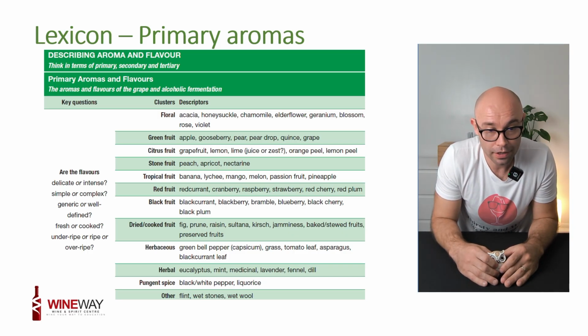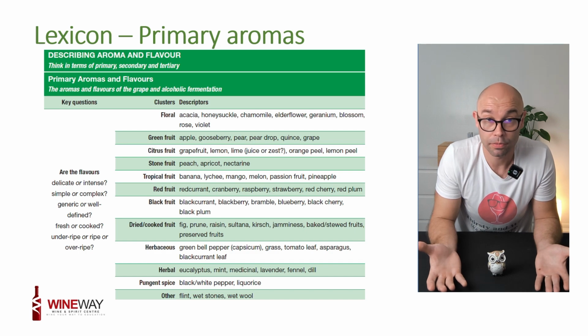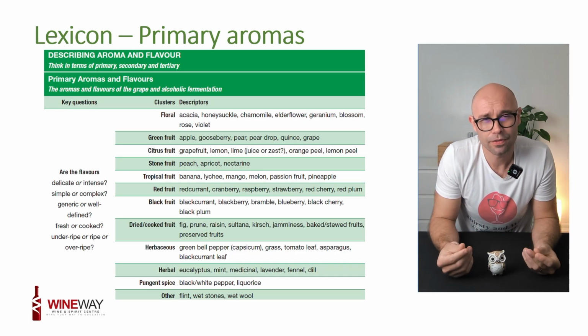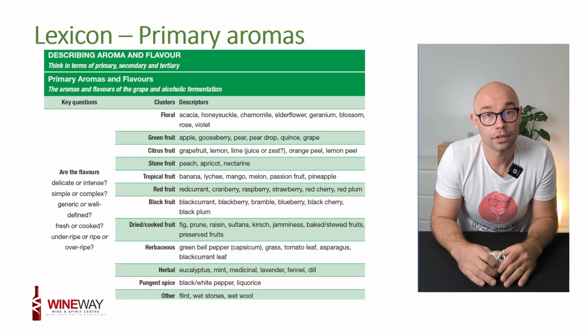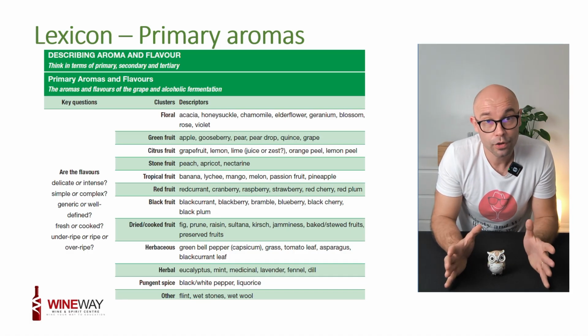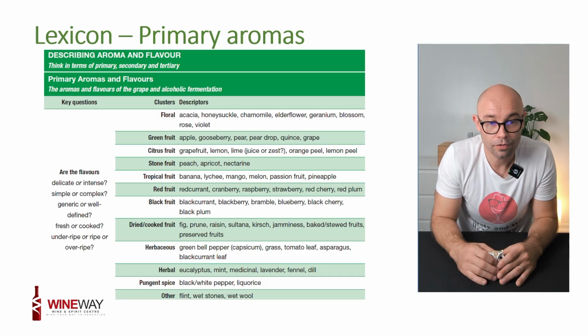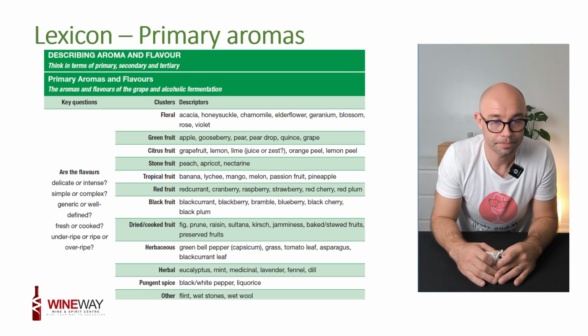So starting with the flower cluster: acacia, honeysuckle, chamomile, elderflower, they sound like white wine aroma descriptors. Geranium, I'm not sure what geranium is. I think it's kind of red flowers, but anyway. Blossom, again a white wine descriptor. Rose and violet are descriptors for red wines. So most of the floral descriptors are used for white wines, but rose and violet are descriptors for red wines. For example, Syrah reminds a lot of violets, Nebbiolo reminds of rose petals. All the others are usually used for aromatic white grape varieties.